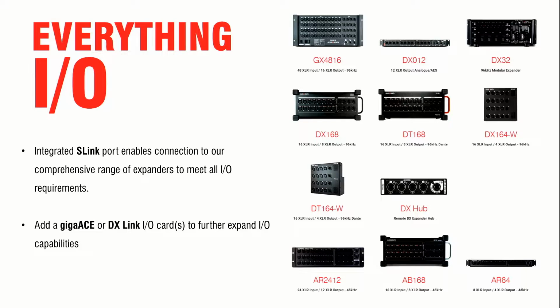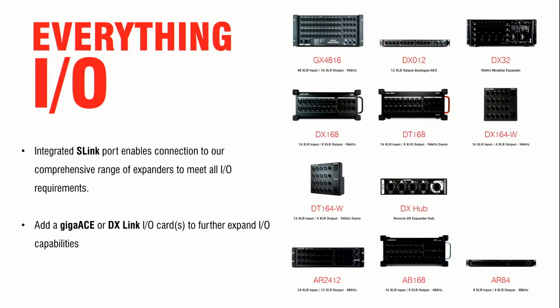Now, talking about the everything I/O that we have going on there, there's a huge amount of I/O options that are available that you can pull off of the S-Link or Dante. These are a few of the examples here, everything from the earlier AR and AB series boxes all the way up through the GX4816. So all kinds of options on how you can expand it.